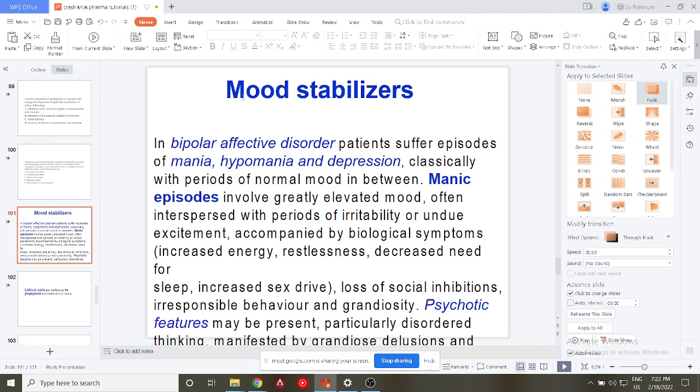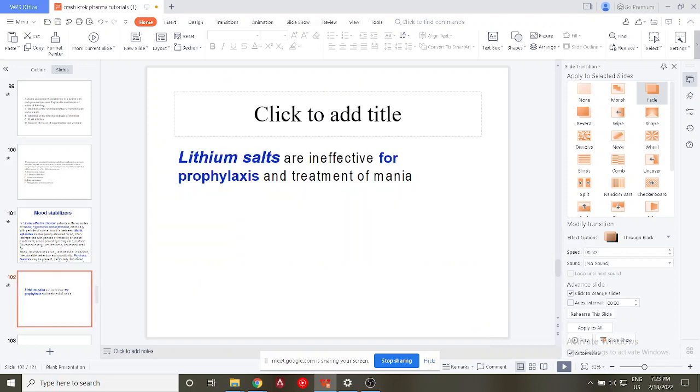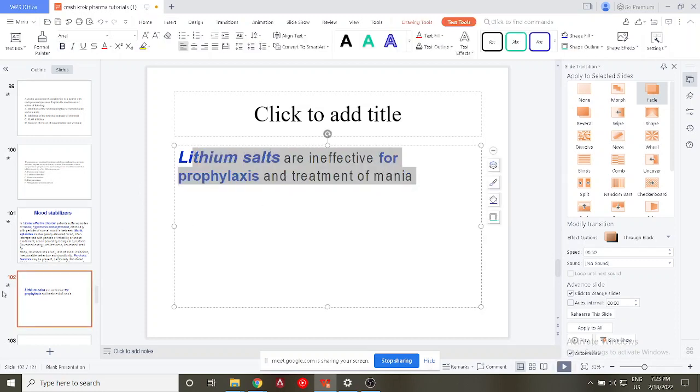So now we're going to move to mood stabilizers. So we talked about bipolar. So bipolar is this thing between mania, hypomania, and depression. So in manic episodes we have hyperexcitability, while in depression we have hypo. So this is very straightforward. The treatment for mania is lithium salts. Memorize this, it's very important for your croc. You're going to see it.